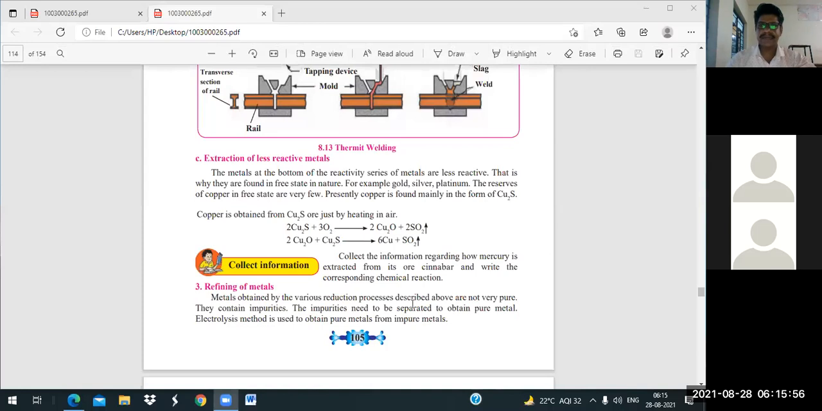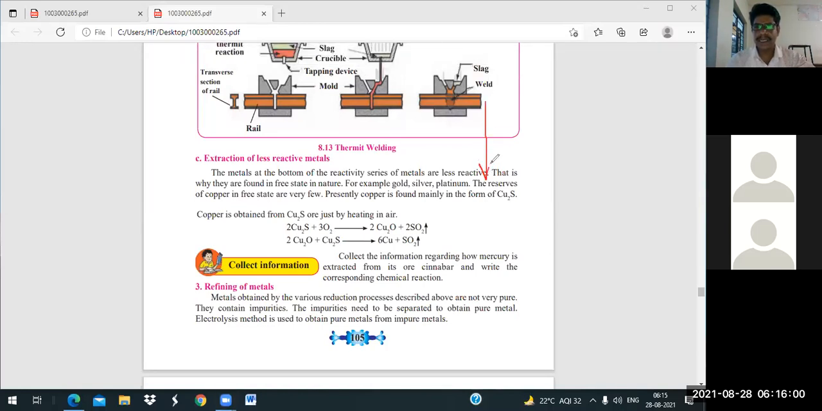Now here, extraction of less reactive metals. Which less reactive metals? We have just seen in that same reactivity series: the last materials were gold, then silver, and copper. You can see this gold does not react with anyone. Silver is also there, but copper is formed. This means gold and silver we are getting pure in nature.